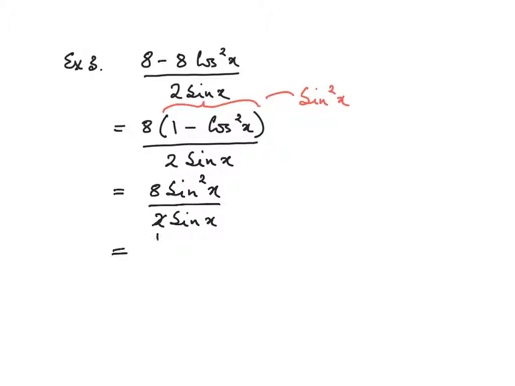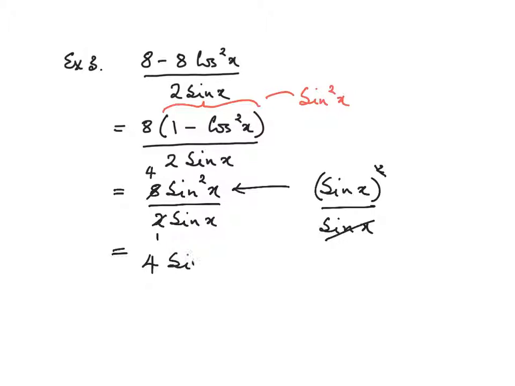2 divides into 8 4 times. Now, remember, sin squared x is sin x all squared. And we've got a sin x on the bottom line, so when we simplify, the sin x on the bottom line cancels out with one of the sin x's on the top line. What are we left with then? 4 sin x on the top line.